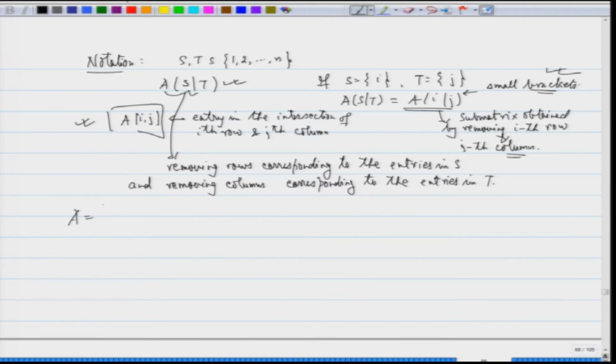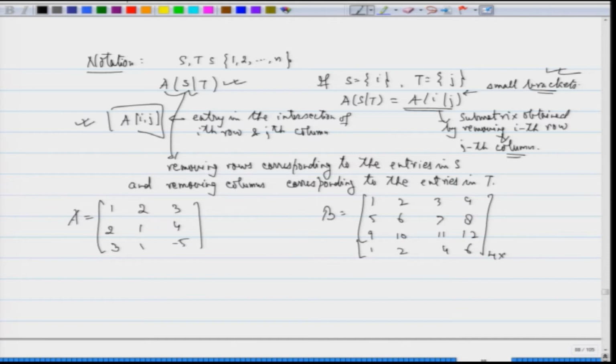So, let us take an example to understand it better. Suppose I write A as 1, 2, 3, 2, 1, 4, 3, 1, minus 5, I have A. I write B as say 1, 2, 3, 4, 5, 6, 7, 8, 9, 10, 11, 12, 1, 2, 4, 6. So, it is 4 cross 4 here, it is 3 cross 3 here, the square matrices. These definitions can make sense even if it is rectangular. Similarly, you have to take S and T as subsets.